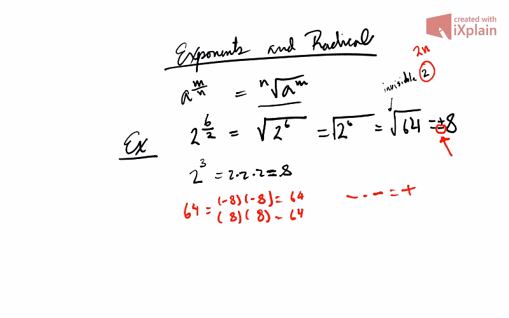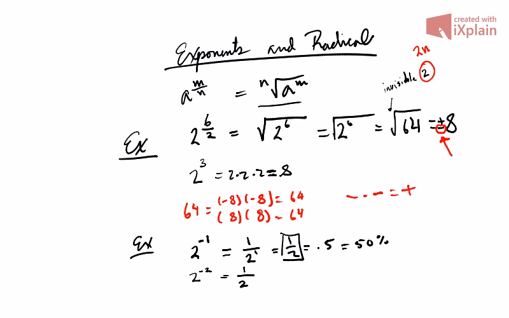Let's do one where we've got a negative exponent. Okay? So if I've got 2 to the negative 1, this becomes 1 over 2 to the 1, which is 1/2, 0.5, or 50%. I don't care how you say it. I mean, they're all the same thing, but it's going to basically reduce down to 1/2. Okay? If I have 2 to the negative 2, this becomes 1 over 2 squared, which is 1/4, or 0.25.